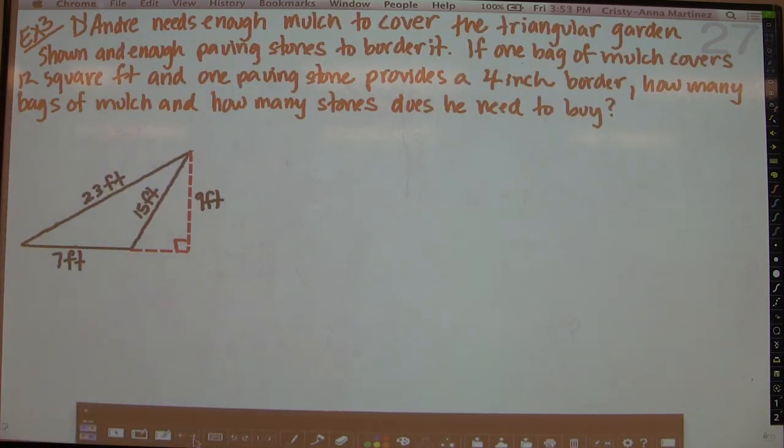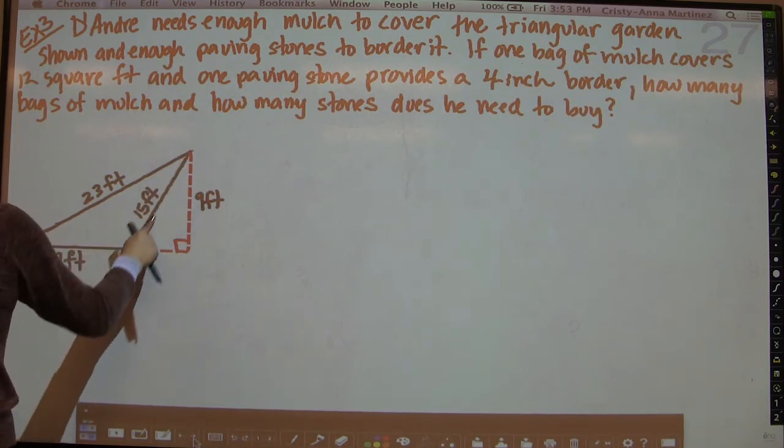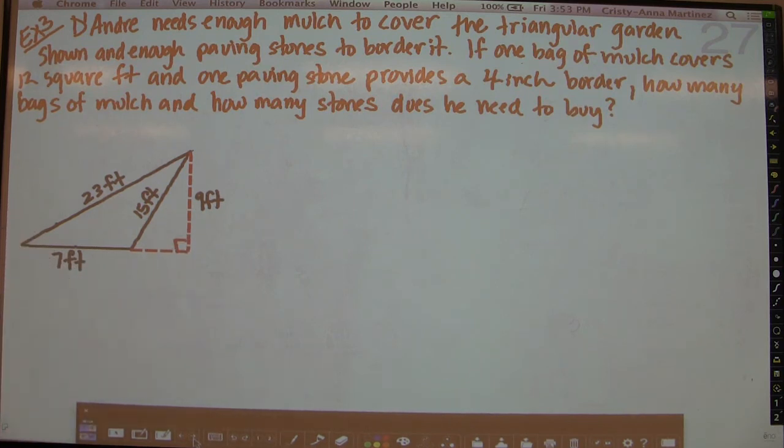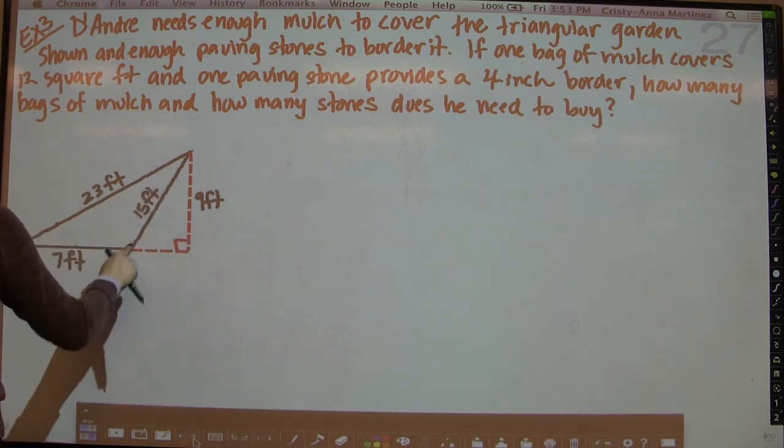And so here we go with example 3. It says, DeAndre needs enough mulch to cover the triangular garden shown. If you look at your book, the actual garden is this part of this black triangle here. The red here is not actually part of the triangle. But he's trying to cover this triangular garden with enough paving stones to border it. Okay, so he's going to put paving stones and he's going to border it.